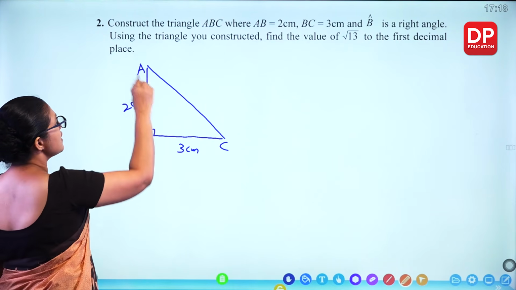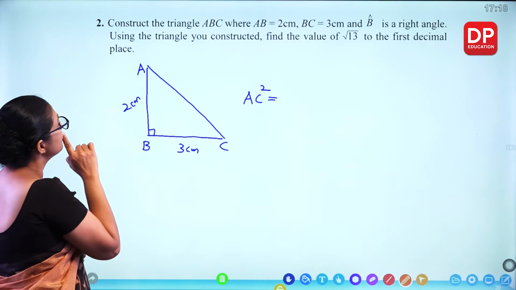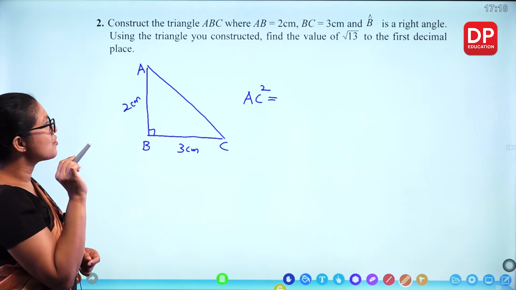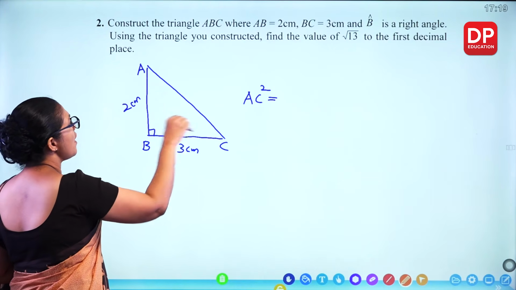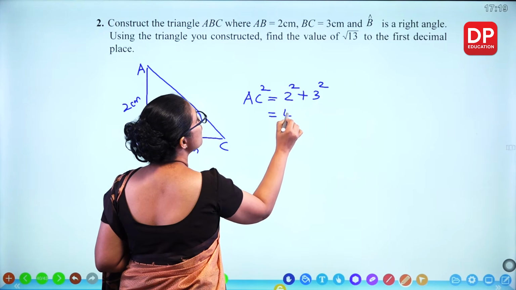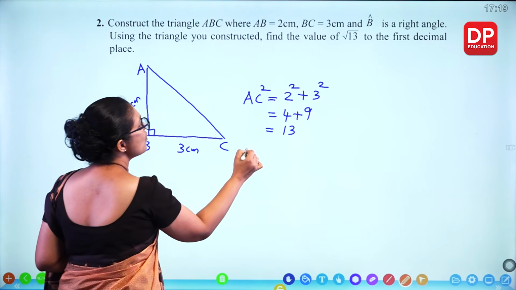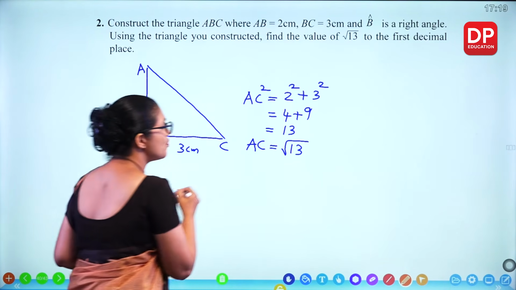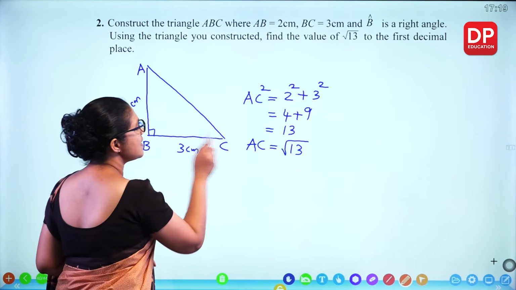So we'll see what is AC squared. Here this is construction, so we need to construct the diagram. But when you use the Pythagoras theorem, just check what is AC squared. 2 squared plus 3 squared. 2 squared is 4, 3 squared is 9. 9 plus 4, 13. So if you can find out the length of AC, it's root 13. Now we'll construct the diagram and see what's the AC length.